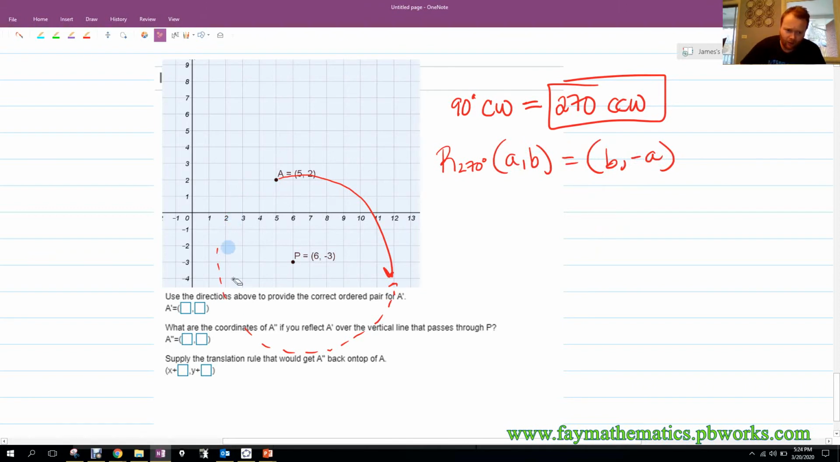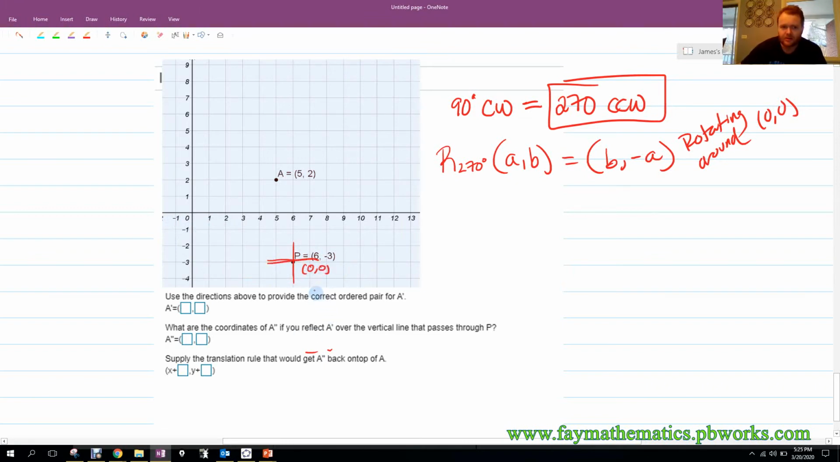So again, in order to do this though, that rule is for rotating around 0, 0. Well, I'm not doing that. I'm rotating around P. So P here needs to become 0, 0. So now you're going to have to identify what A is off of that 0, 0. So A is going to be -1, and then up 1, 2, 3, 4, 5. So -1, 5 is now the point that I'm going to actually be able to use this rule on.